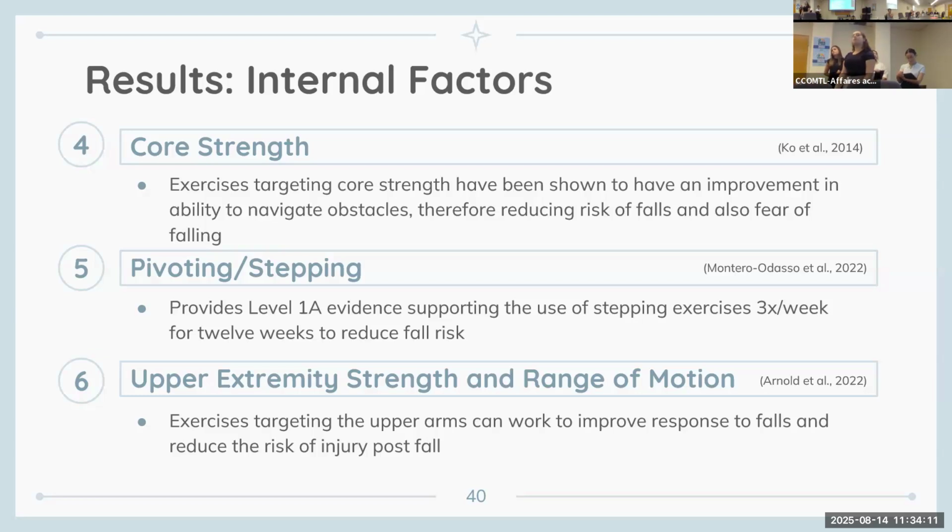The last one that we thought was important to include was upper extremity strength and range of motion, because exercises targeting this area of the body were shown to improve response to falls, therefore decreasing the risk of injury post-fall. So it's an important thing to work on when you're talking about fall risk reduction. We're not necessarily stopping a fall from happening, but reducing the risk of what comes with it. So these were the 5 things that we wanted to make sure we were including in the workbook when it came to exercises or strengthening.